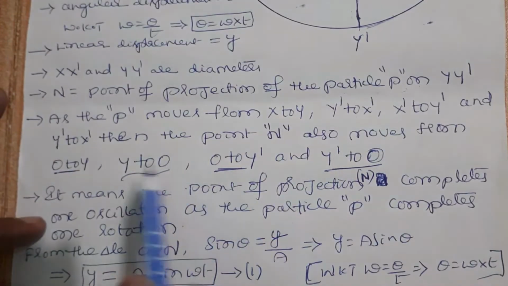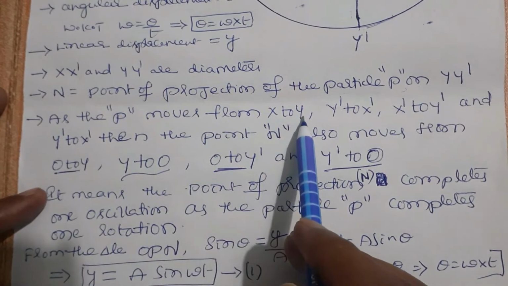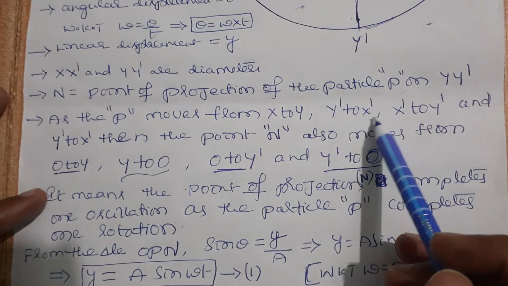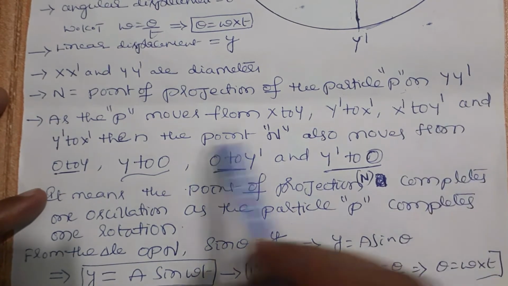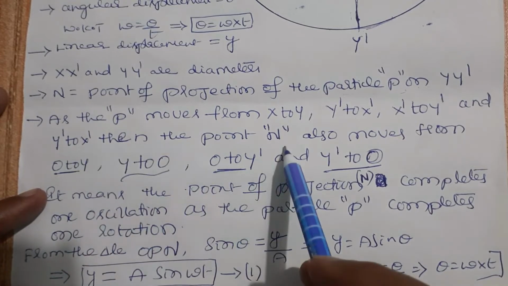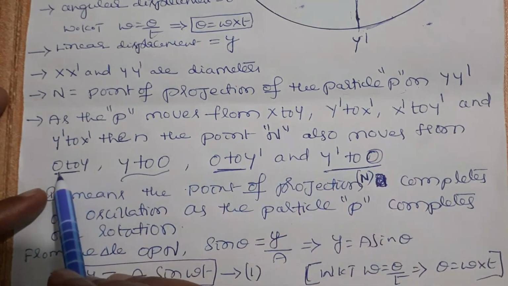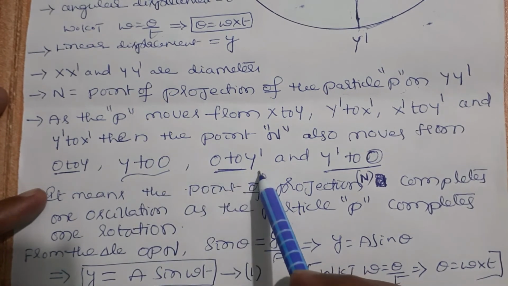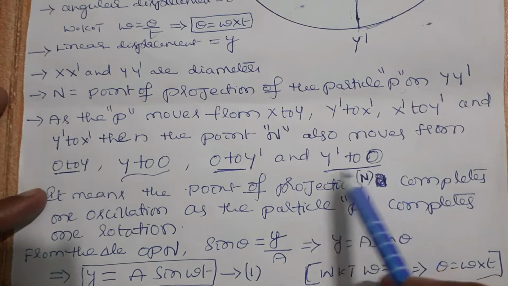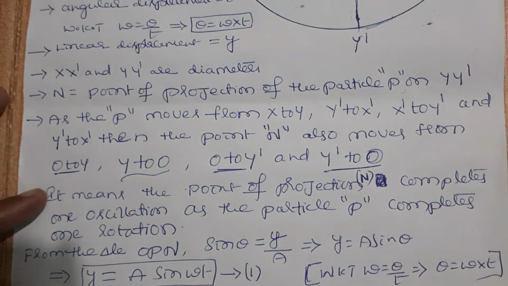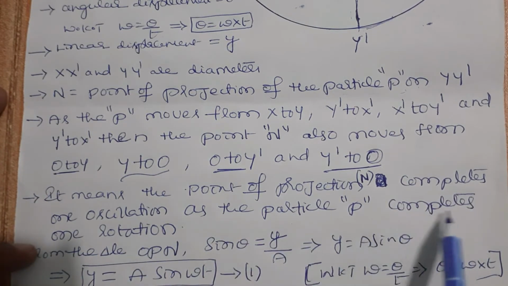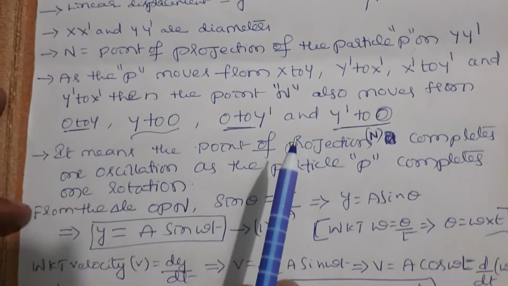You can see, as P moves from x to y, y to y dash, to x dash, to y dash, and y dash to x dash, point N also moves from O to y, y to O, O to y dash to O. As we explained in the previous point, the point of projection N completes one oscillation as the particle P completes one rotation.